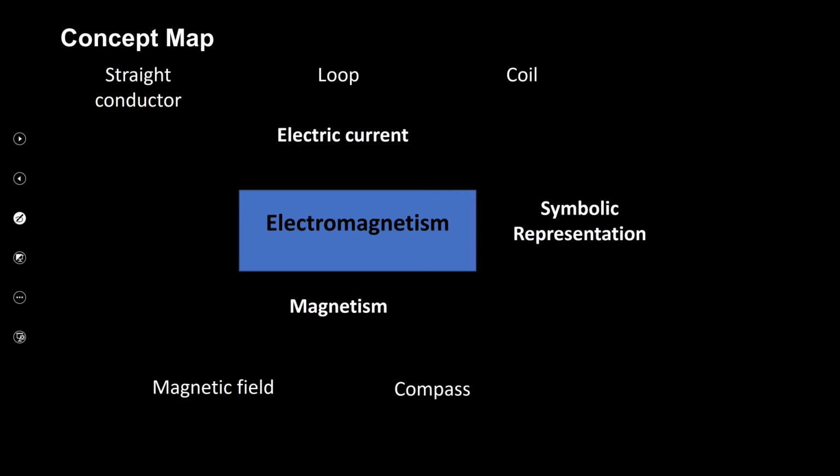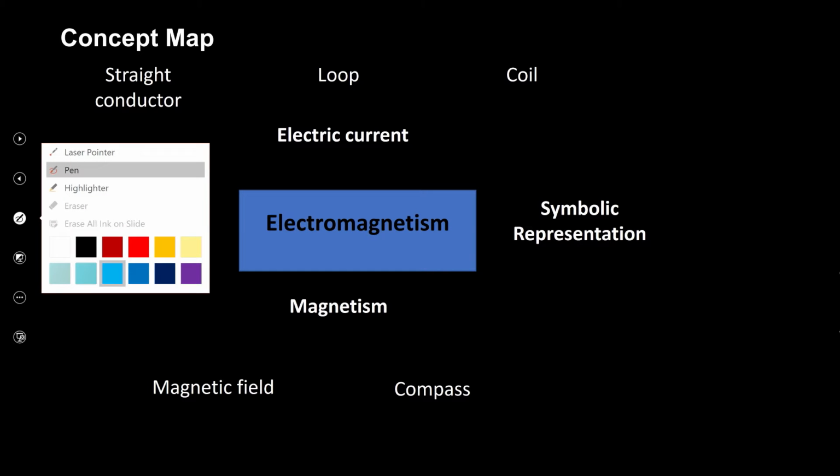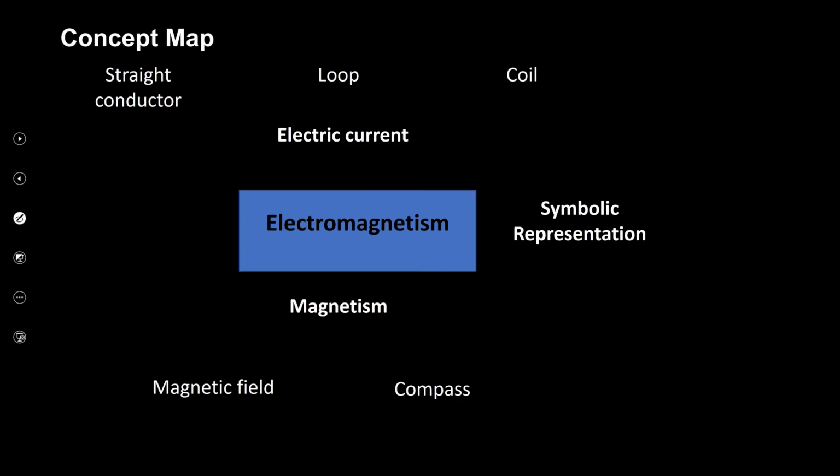Electromagnetism, we recognize, has two components. It's the idea of an electric current, which we're going to spend some time on, and we're also going to look at how that links to magnetism and how those two interact to form this idea of electromagnetism.